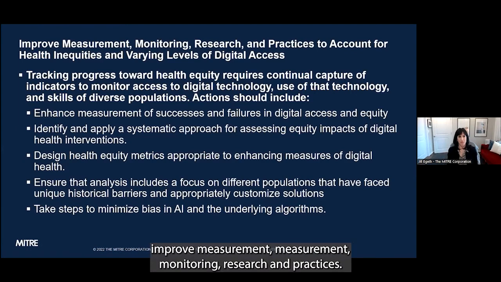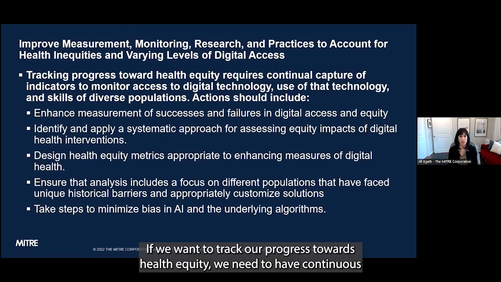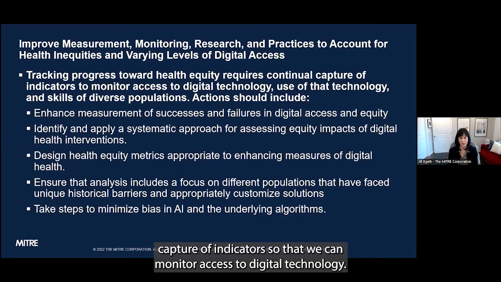We also want to improve measurement, monitoring, research, and practices. If we want to track our progress towards health equity, we need to have continuous capture of indicators so that we can monitor access to digital technology, use of that technology, and the skills of diverse populations.